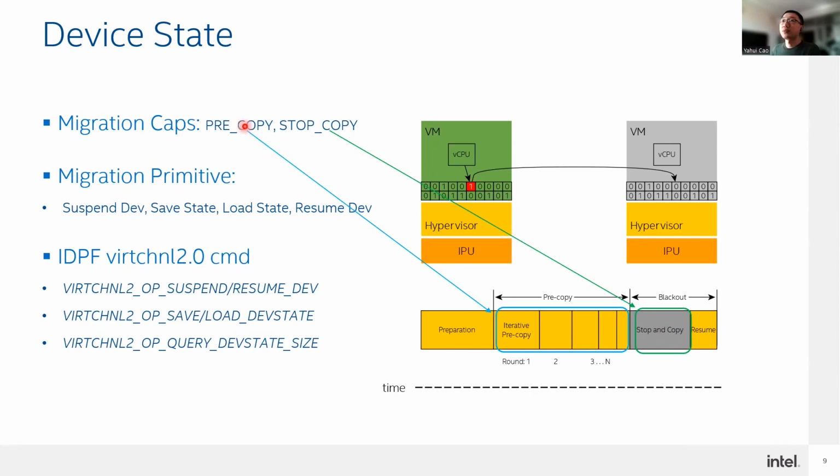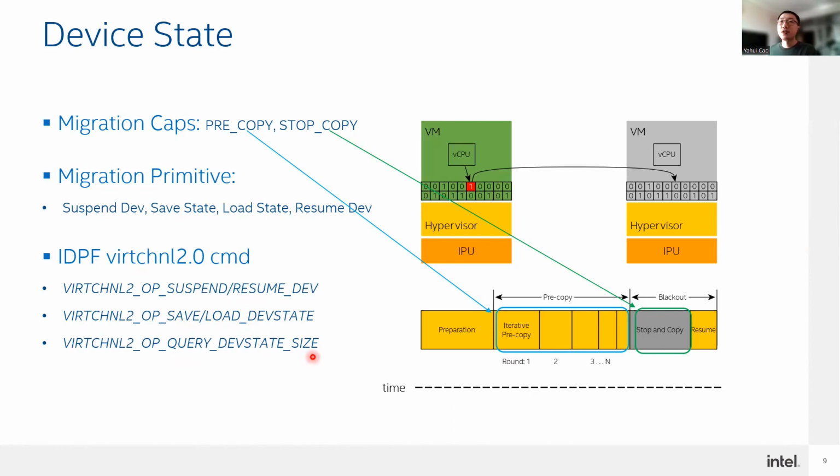what this capability means. And in order to support this migration, we need to support the below primitives, which means we need to suspend device, save device state, load device state, and resume device. So that is the primitive. And in order to support these primitives, the IDPF extends VirChannel 2.0 with device state related migration commands like VirChannel to suspend and resume device, save and load device state. And also there's one more command introduced here, which is query device state.